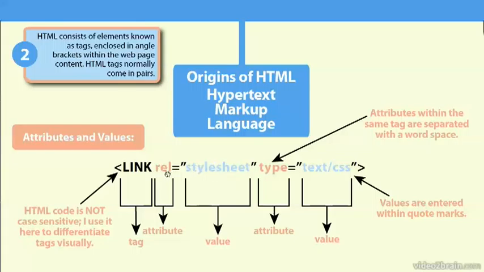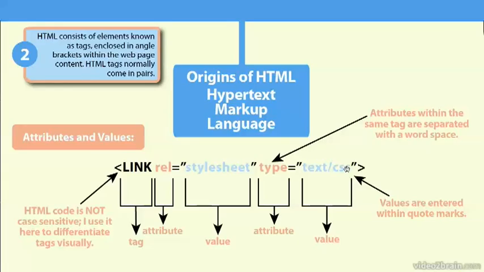So I like to think of the attribute as maybe a question, and then the value is the answer to that question. So for example, in this particular case, the link element, type is the question, so what type of link is it? And the answer is it's a CSS file. So that's kind of how I like to think about it.